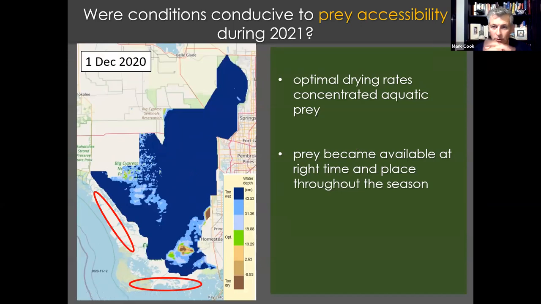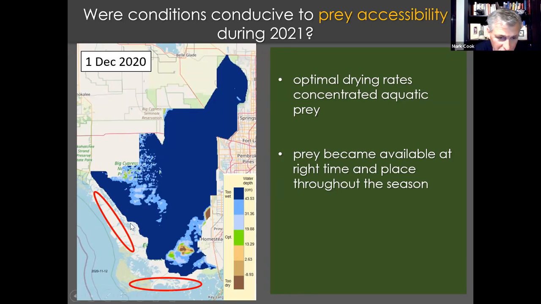So, okay, back to 2021. Did we see that optimal green area move across the landscape at the right time, at the right place, and at the right dry down level to be able to provide the right amount of forage for these nesting birds? To show that, I'm going to go through a series of these maps once every 6 weeks or so through the 2021 nesting season.